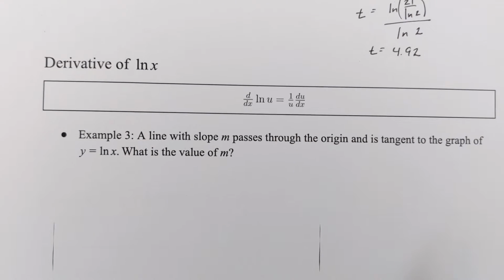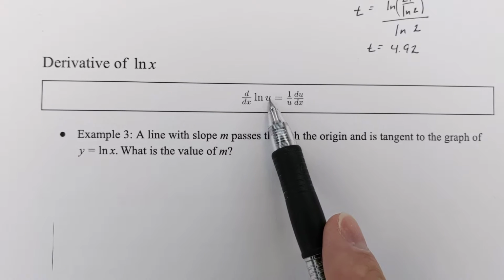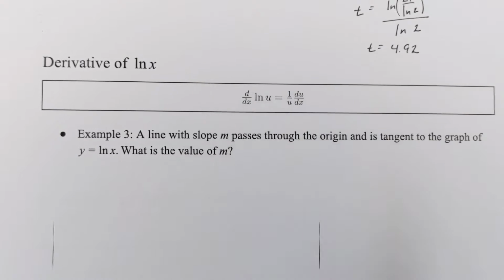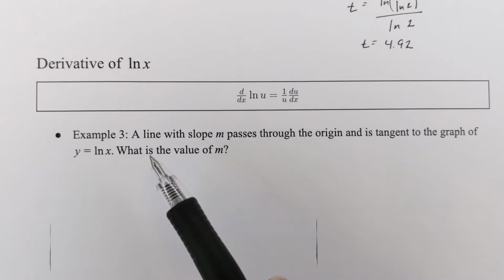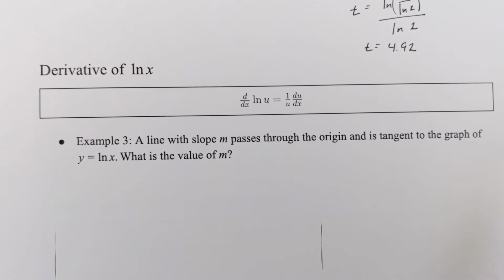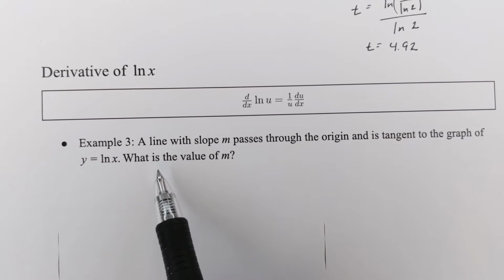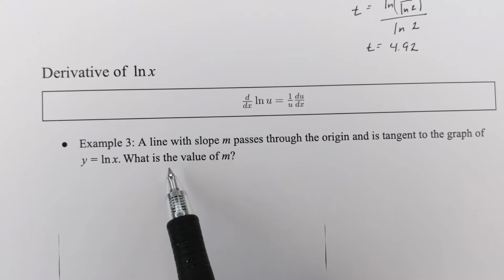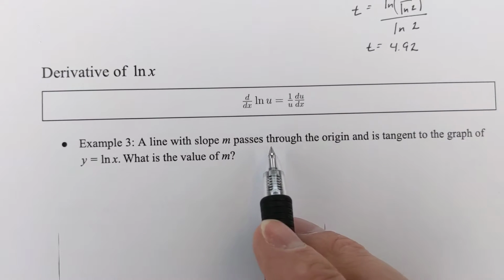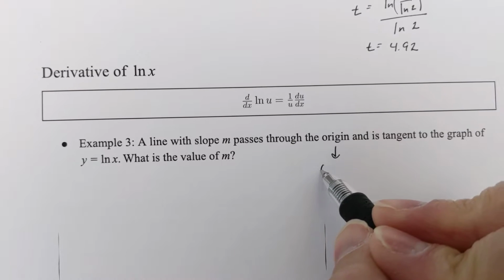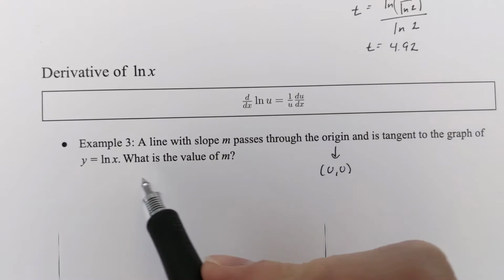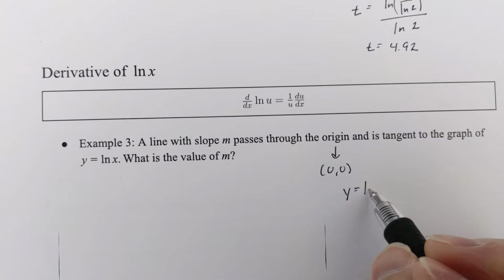So now we've got the logarithms, so the derivative of the natural log. So the derivative of the natural log is 1 over whatever you're taking the natural log of times the derivative of what you're taking the natural log of. So example 3 says a line with slope m passes through the origin and is tangent to the graph of y equals ln x. What is the value of m? So the trick here is it tells us it passes through the origin, so it has to pass through the point 0, 0. So it's tangent to the graph of y equals ln x.